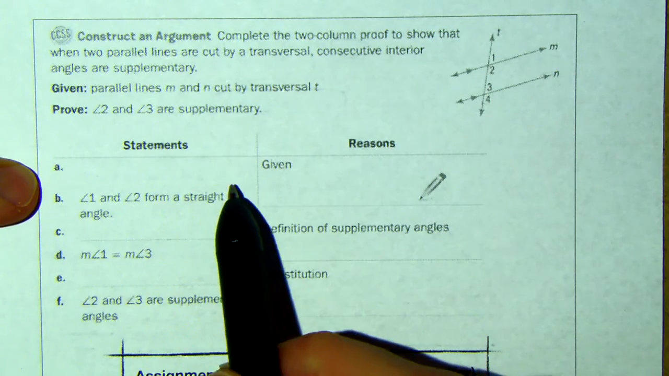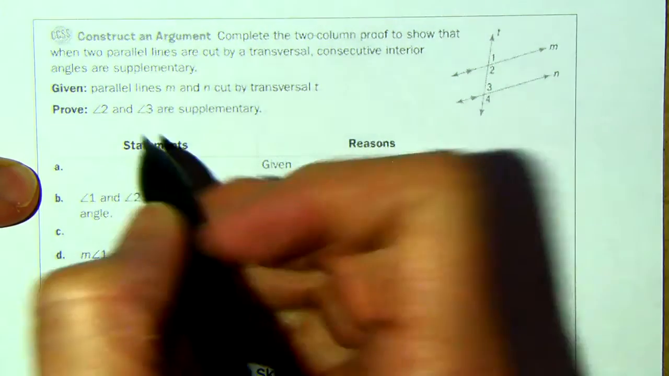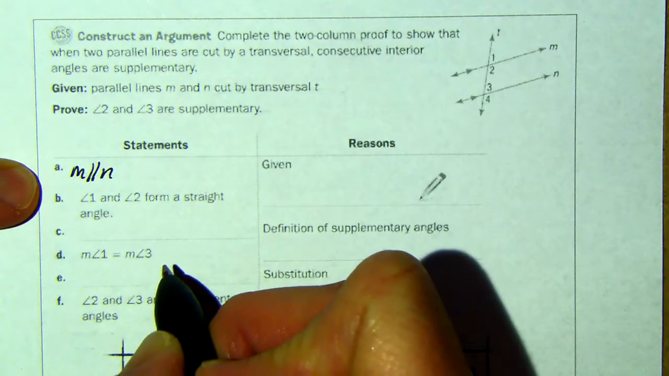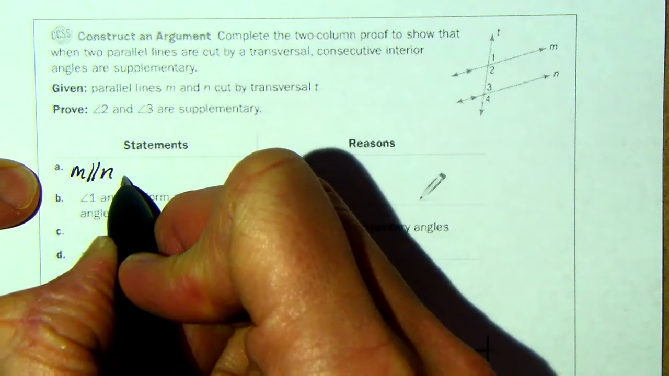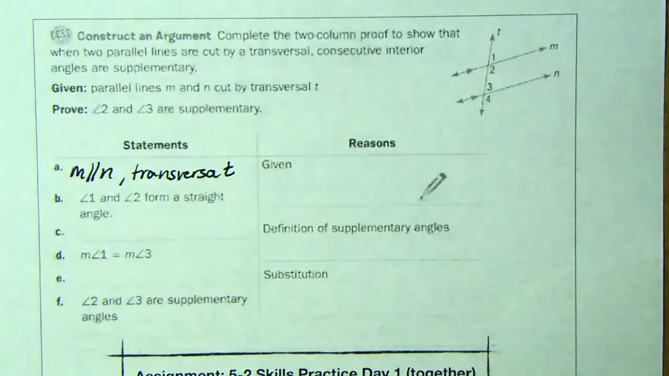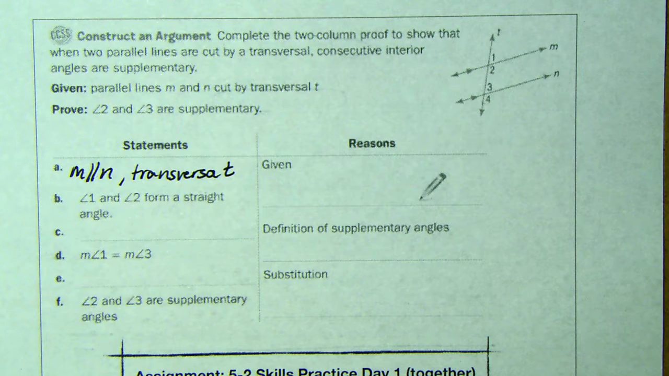So let's see. What goes in this blank? M is parallel to N, cut by transversal T. That's our given. M is parallel to N, and they are cut by a transversal. There's not enough room for me to write all that in there because it's little. It's given. Angle 1 and angle 2 form a straight angle. We agree? Yeah.